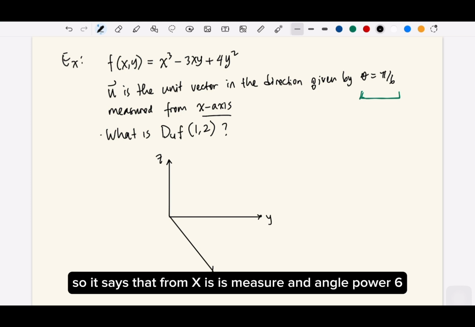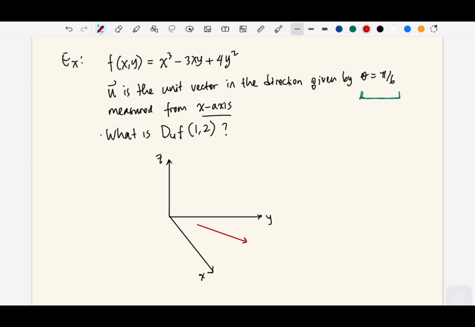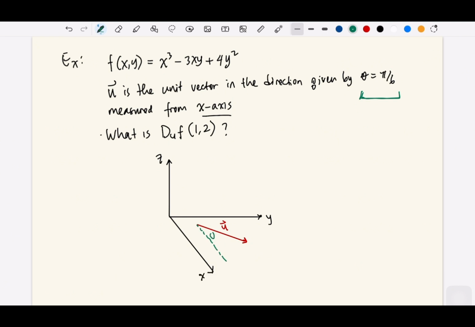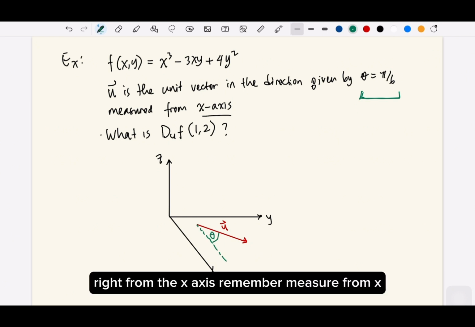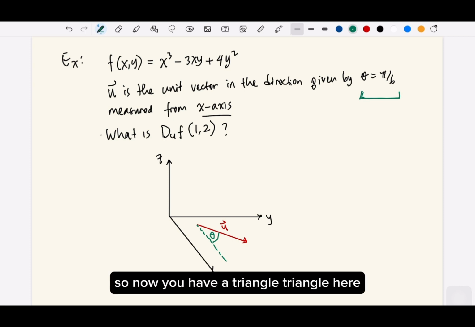So it says that from x it is measured an angle pi over 6. Okay, so let's say the u is this, from here. Let's say this is u. Now the angle will start from here, right, from the x-axis. So remember, measured from x, so you have an angle here which is pi over 6. So now you have a triangle here.